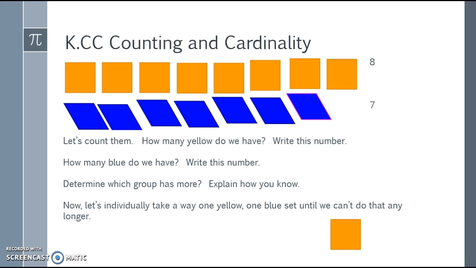Determine which group has more and explain how you know. So I'm going to take away 1 yellow and 1 blue set until we can't do that any longer because we don't have an equivalent amount left. And we will see that there is 1 yellow remaining. So therefore, there must be more yellow than there are blue because we had 1 left over.